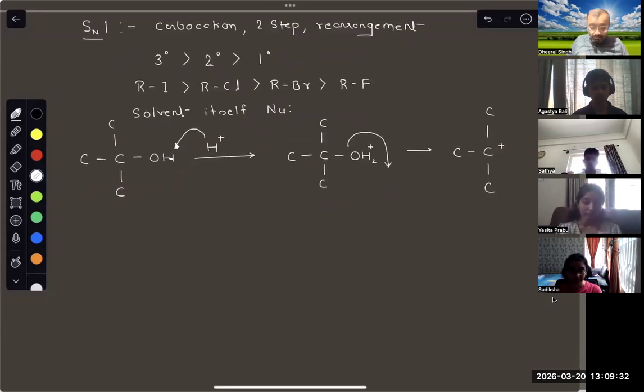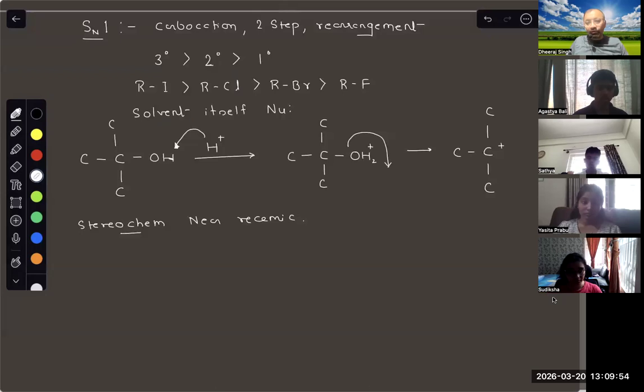Now let's talk about SN2. Acha, before SN2, what about the stereochemistry here? So this is a racemic mixture. It is near racemic. Which one will be higher in value or percentage? Inverted product or retained product? Retention or inversion? Retained products, sir. No, it is inverted.